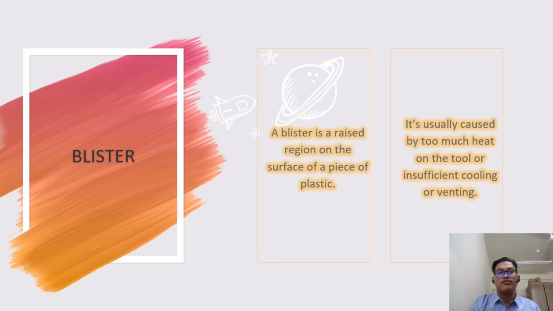For the first defect, blister, a blister is a raised region on the surface of a piece of plastic. It is usually caused by heat or cooling or venting, whether it is too much heat on the tool or insufficient cooling.